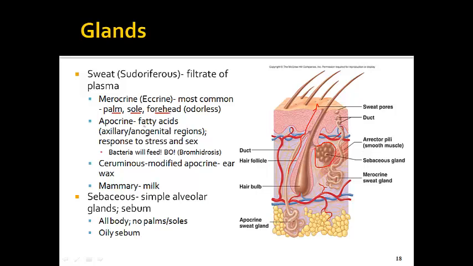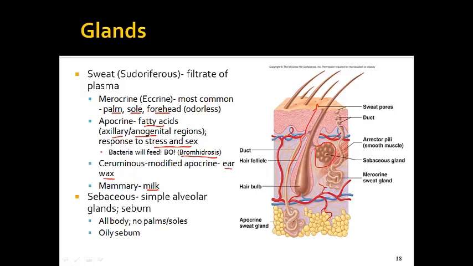Apocrine glands release fatty acid. These sweat glands are found in the axillary and anogenital regions. So you will see that in response to stress and sex, you will have particular types of sweat coming out with fatty acid. Bacteria will feed on the sweat because it's fatty in nature, so that causes body odor. And body odor has a name, it's called bromhidrosis. Ceruminous is a modified apocrine gland, and that is ear wax, cerumen. And mammary glands are also a type of gland that secrete milk, and those are apocrine as well.